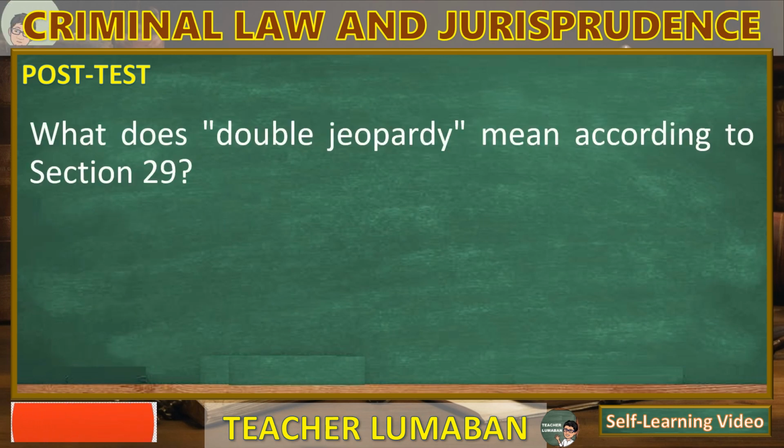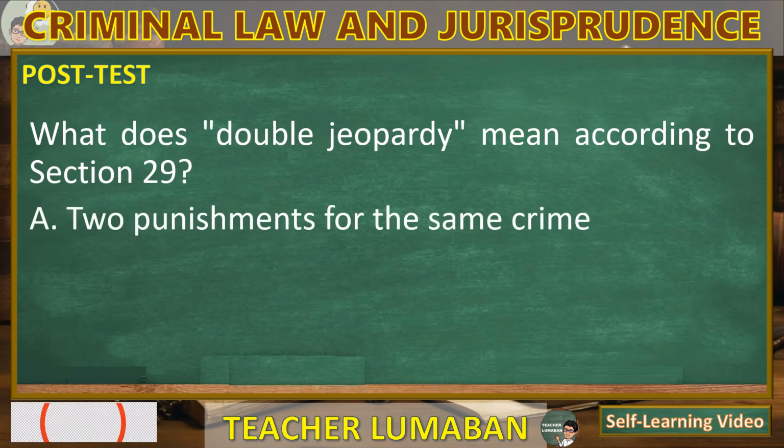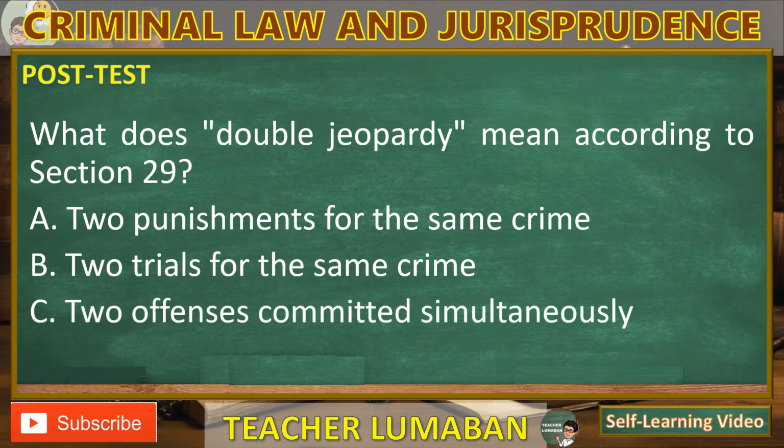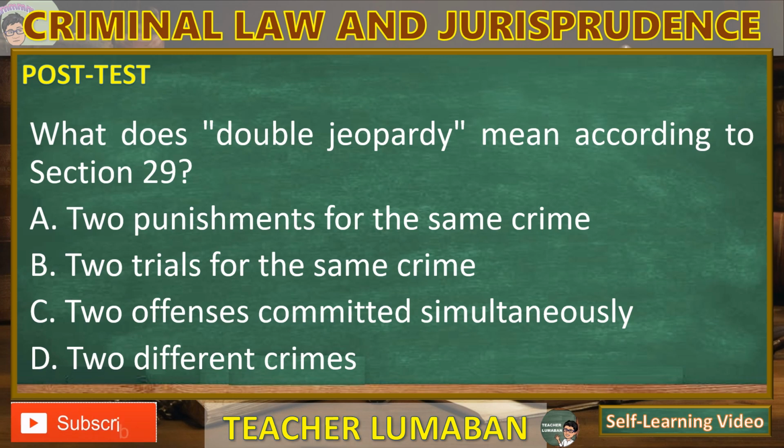What does double jeopardy mean according to Section 29? A. Two punishments for the same crime. B. Two trials for the same crime. C. Two offenses committed simultaneously. D. Two different crimes.